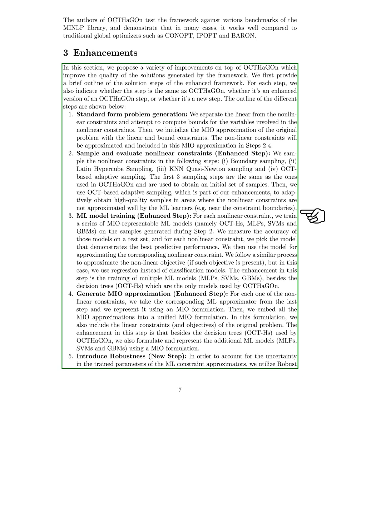Enhanced generation of MIO approximation. For each nonlinear constraint, we take the corresponding ML approximator from the last step and represent it using an MIO formulation. Then, we embed all the MIO approximations into a unified MIO formulation. Introduction of robustness. To account for the uncertainty in the trained parameters of the ML constraint approximators, we utilize robust optimization.